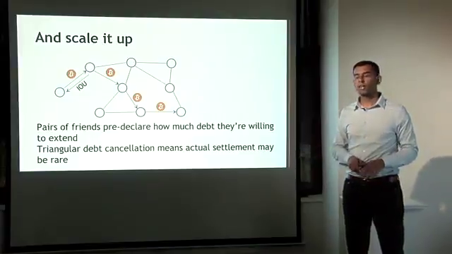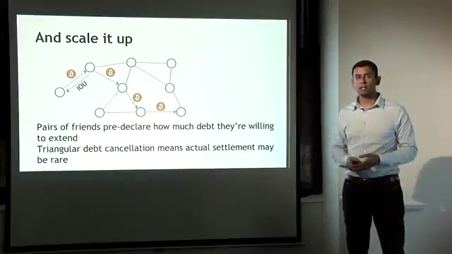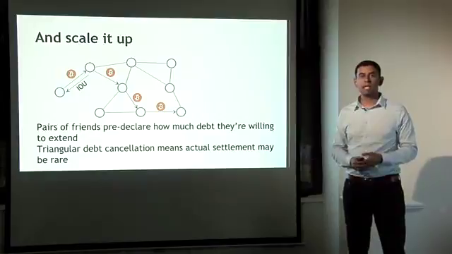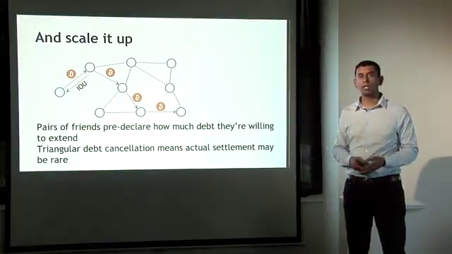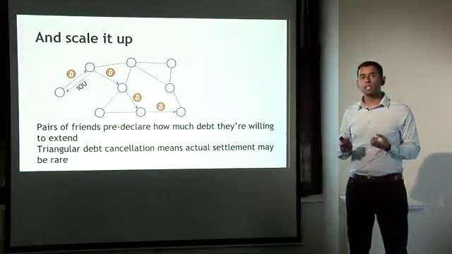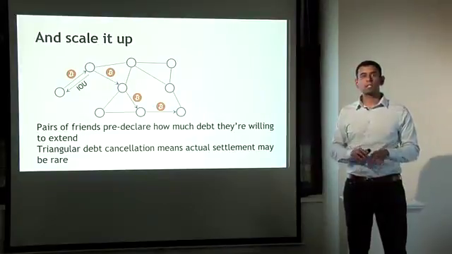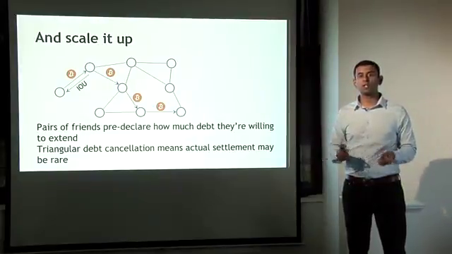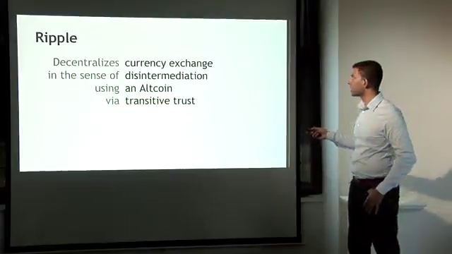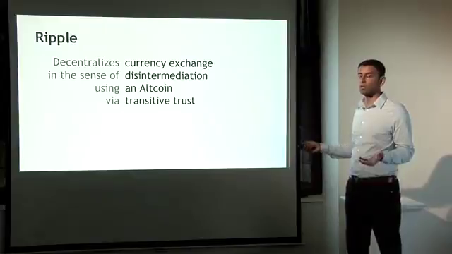So this is a simplified version of what Ripple does. Ripple is what you might call an altcoin, but it's a bit more than that. It has its own consensus mechanism. It's not exactly based on proof of work, but this notion of trust relationships and IOUs is something that's central to Ripple. And what it allows you to do is disintermediate the notion of a currency exchange. So in other words, we have decentralized a currency exchange in the sense of disintermediation using an altcoin.